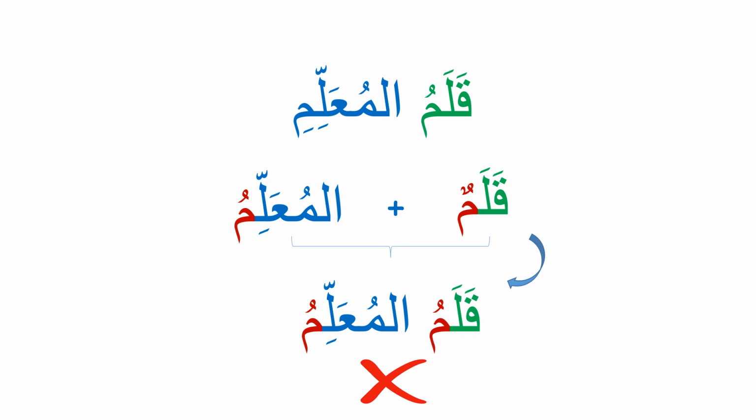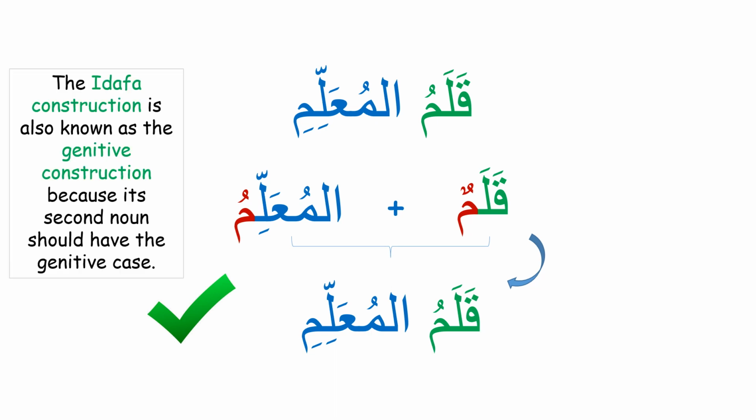Well done. Accordingly, we will have to change the case ending of المعلم from the nominative case to the genitive one, resulting in المعلم. How come? It's very simple. The إضافة construction is also known as the genitive construction simply because its second noun will always have the genitive case, no exception.